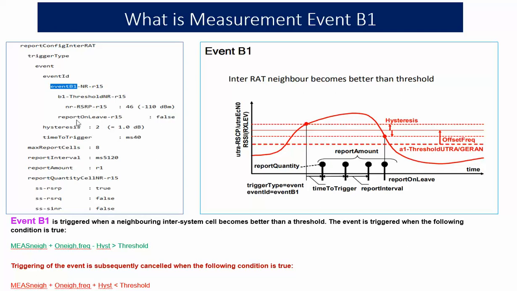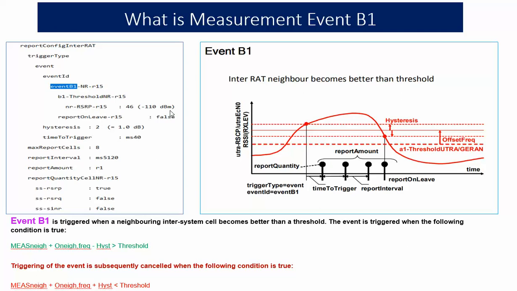Suppose here I have taken a snap from the RRC reconfiguration. This snap was taken while the UE was camping from 4G to 5G, at the time of the B1 event. Here the threshold is minus 110 dBm. So if the UE wants to camp on 5G, you need coverage better than minus 110 dBm.